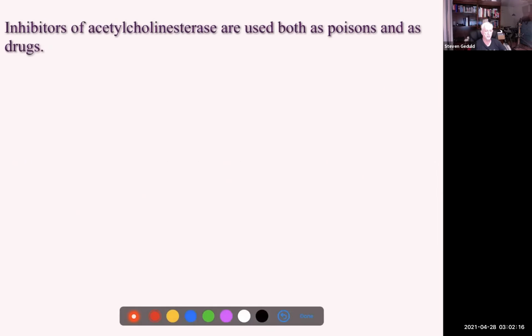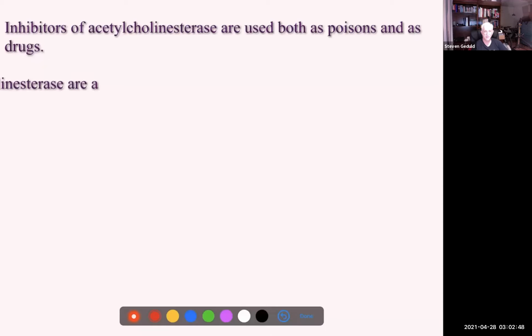Inhibitors of acetylcholinesterase are used as poisons and as drugs. If you want to poison somebody, you usually want to initiate their demise, right? That's what you do when you poison somebody. If you put a drug in there that binds to or stops acetylcholinesterase from working, what's going to happen? All the muscles in the body are going to contract and there's no way they're ever going to relax. They're going into what's called tetanus.